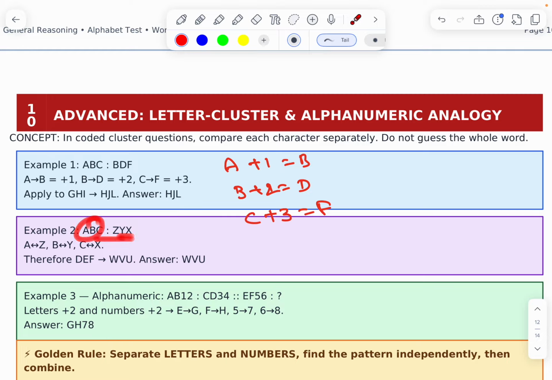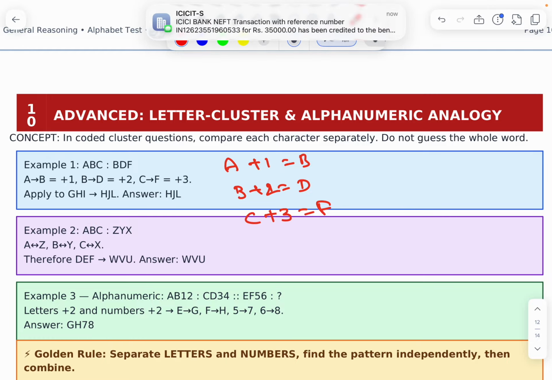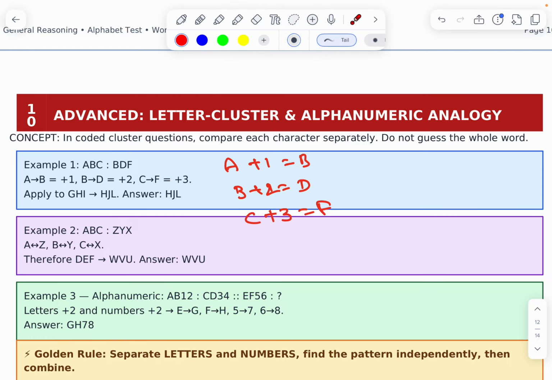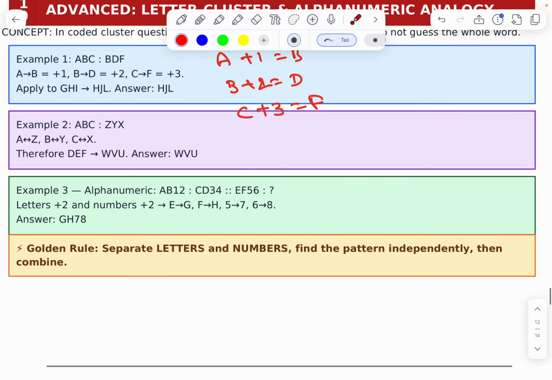ABC is to ZYX. Its meaning: A represents Z, B represents Y, C represents X, in a reverse manner. Okay. Therefore DEF: D represents W, E represents V, F represents U. This is the answer. Next.